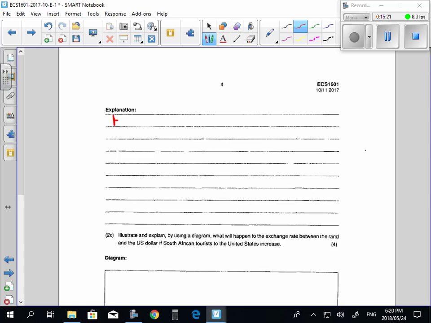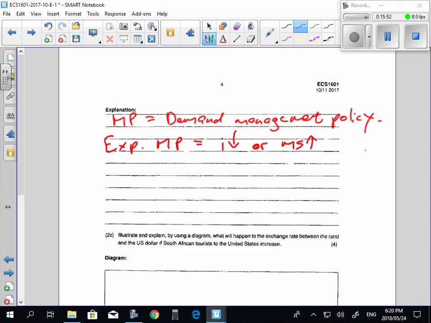Monetary policy is a demand management policy. Now, if you want to boost the economy, you need to run an expansionary monetary policy. Expansionary monetary policy is a decrease in the interest rates or an increase in the money supply.